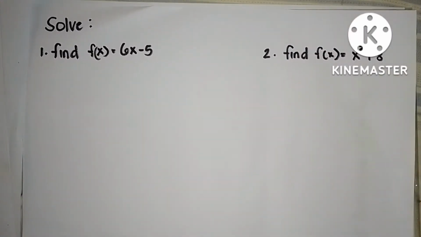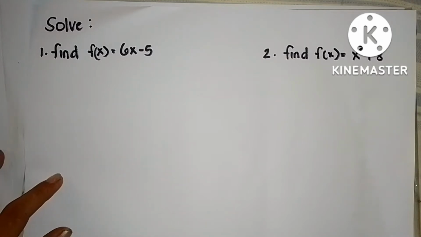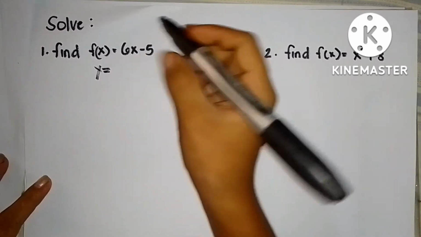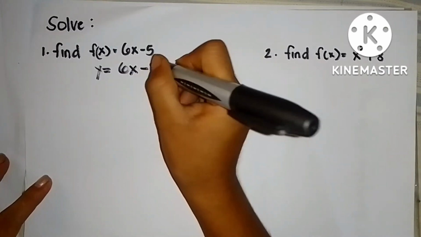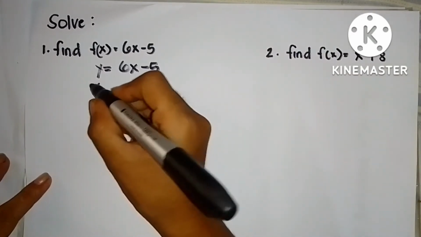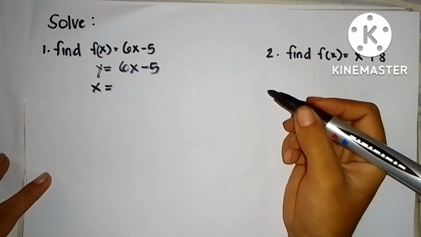Let's try to solve these examples. Number 1, find the inverse of the function f(x) = 6x minus 5, and number 2, the inverse of f(x) = x squared plus 8. So in number 1, replace f(x) with y. So this will become y equals 6x minus 5. And then swap the x and y. That means our y will become x and our x will become y.